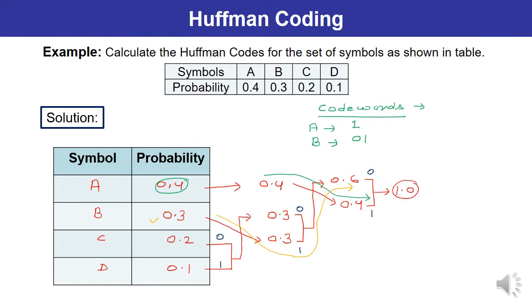Now write down the code word for C. Similarly, you can see the associated probability is 0.2. See its variation. Initially it is 0, then it has been contributed to the second symbol, which is 0.3, and then contributing to 0.6, which is 0. It means this is nothing but 0, 0, 0. For D, associated probability is 0.1. See its path moving 1, 0 and 0. Right into the backward direction, it must be 0, 0, 1. So this is how you can write down the code words.